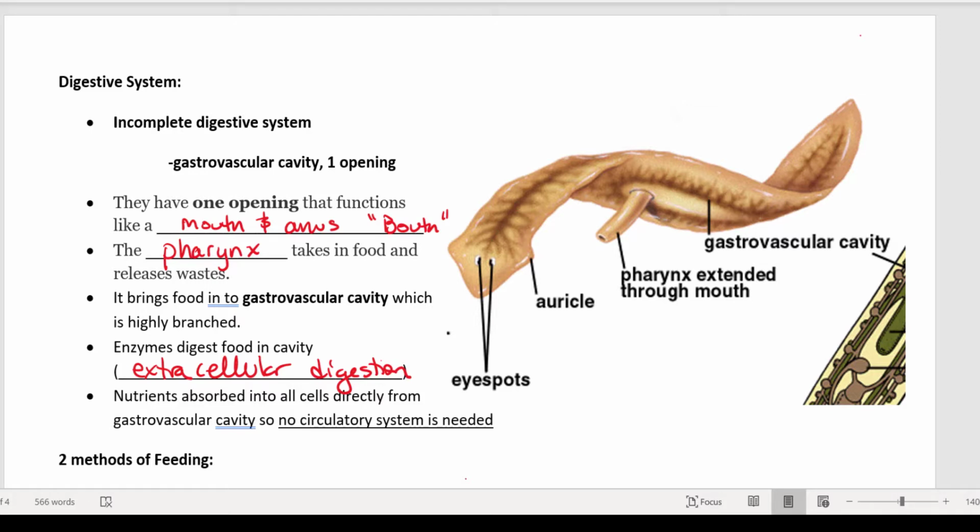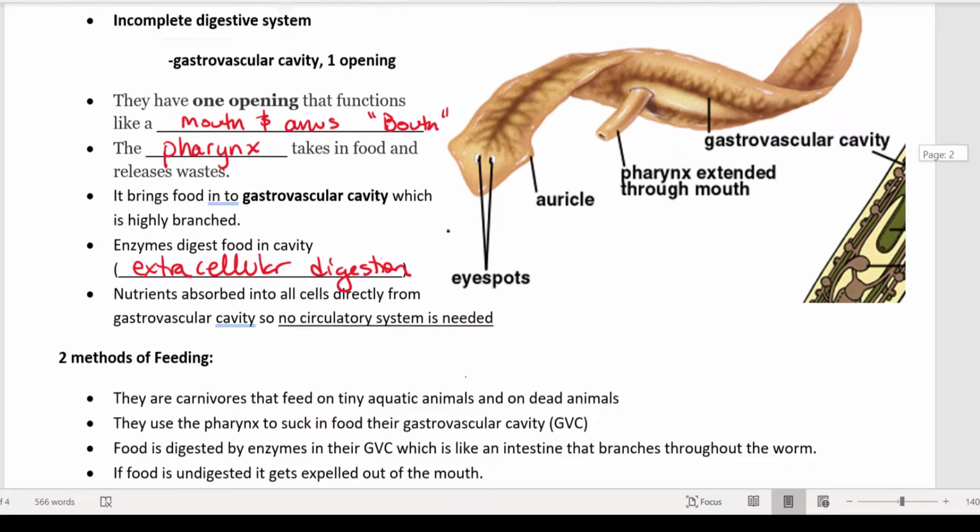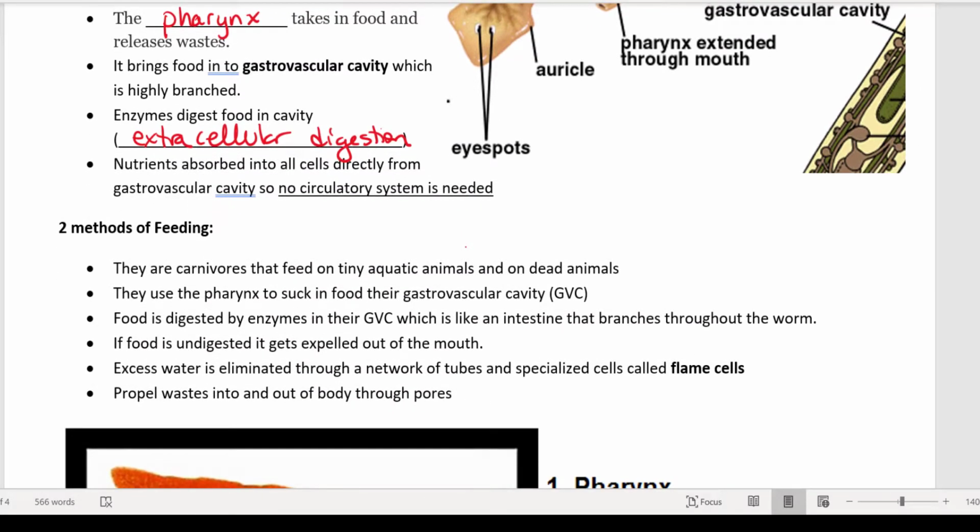Nutrients are absorbed into all the cells directly from the gastrovascular cavity. Therefore, they have no circulatory system because it's not needed. It's because they are so thin. Now, they have a few different methods of feeding.